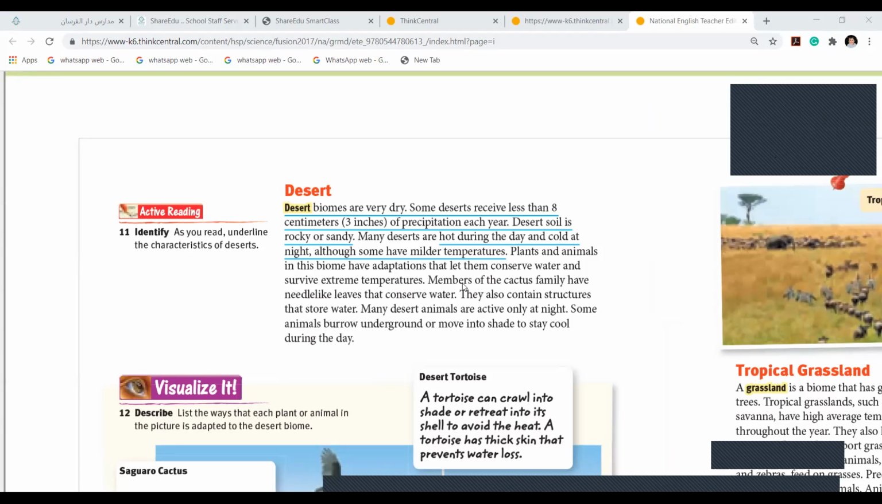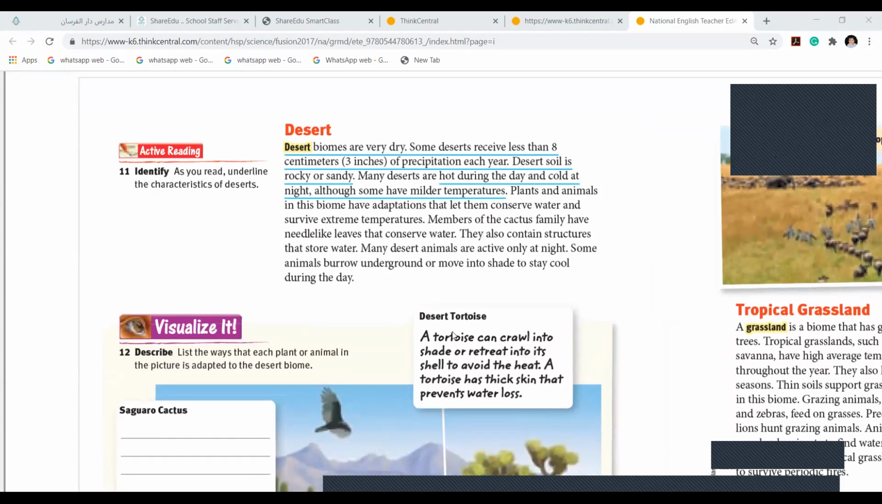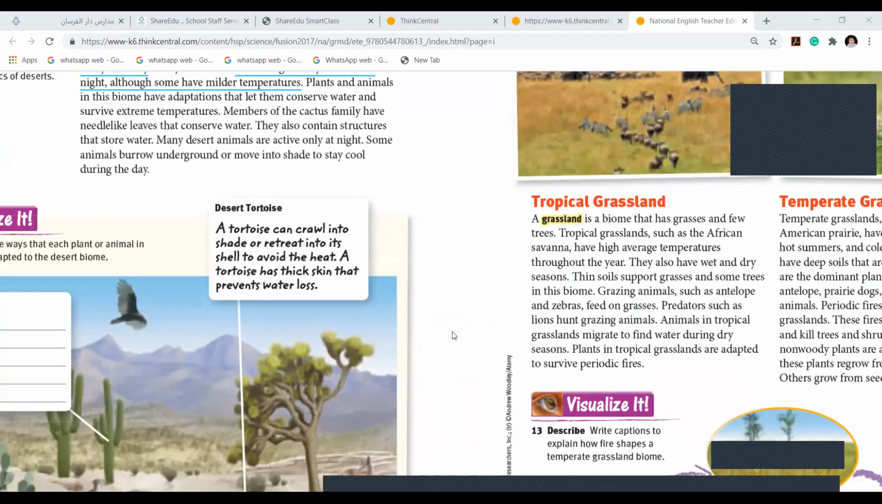So here, cactus, and I can say camel, they store water. Members of the cactus family have needle-like leaves that conserve water. They also contain structures that store water. Many desert animals are active only at night. Some animals burrow underground or move into shade to stay cool during the day.